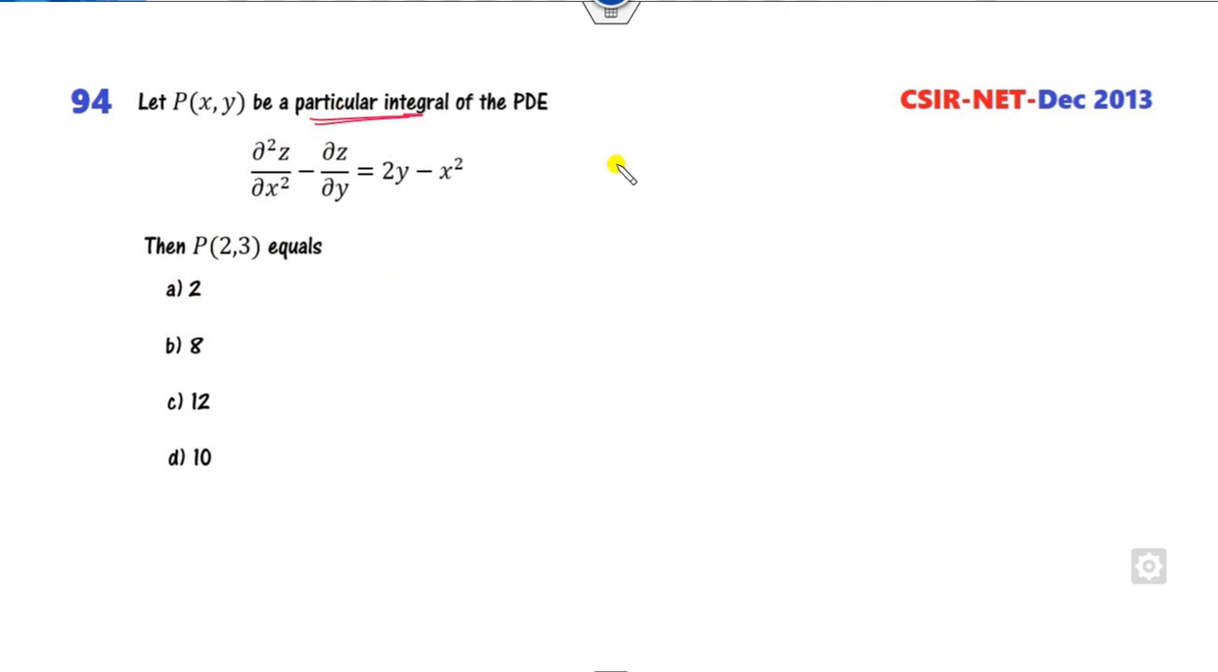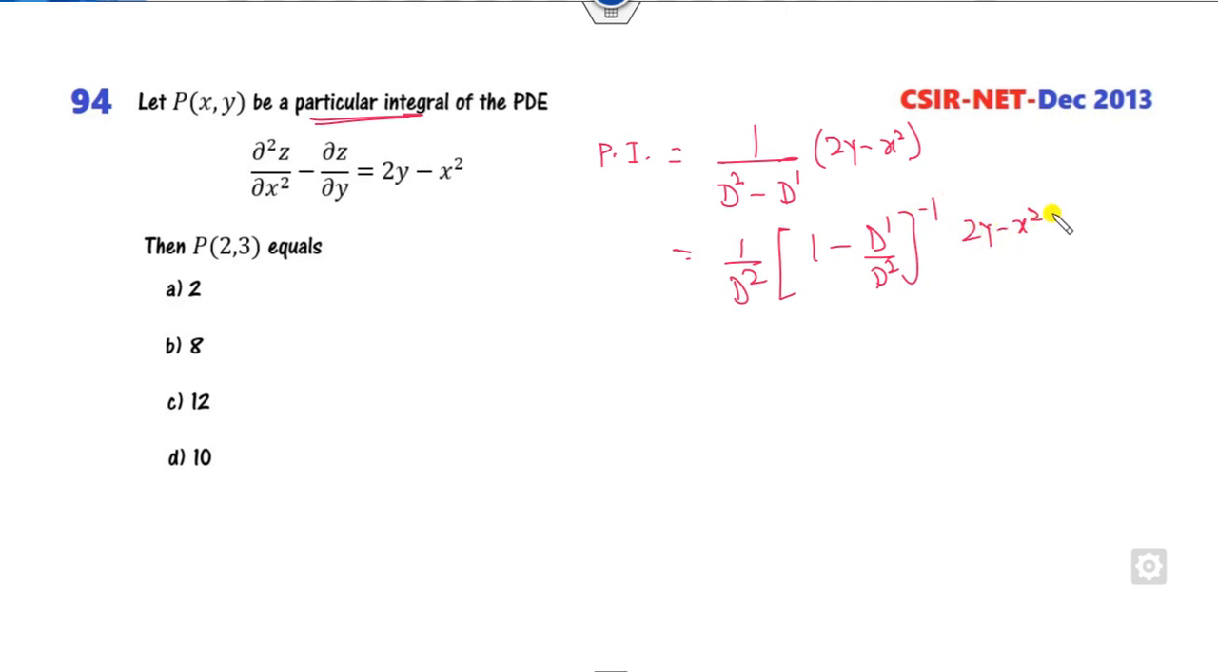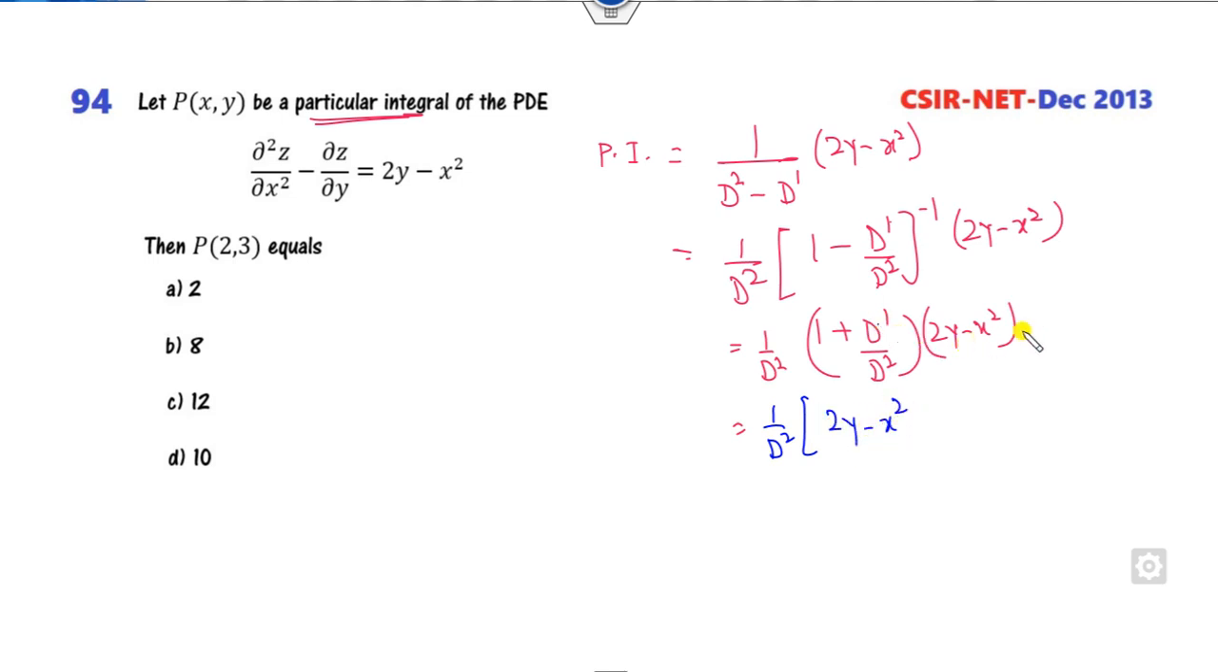Okay, now this is a particular integral. How can you find the particular integral of this? This is D squared minus D dash. How can you solve it? It's a polynomial. I can take D squared as common, over this minus 1. Since it is of degree 1, we can expand it one time. Now you can integrate it: 1 over D squared of 2y minus x squared. D dash is my 2, and 2 over D squared is 2 times integration with respect to x. First time is 2x, then second time is x squared. This is the solution corresponding to this part.